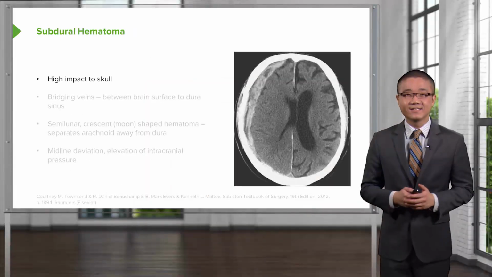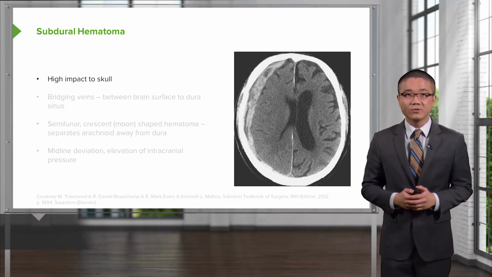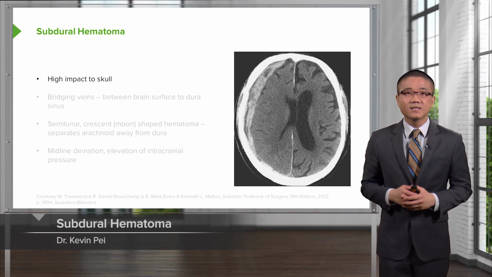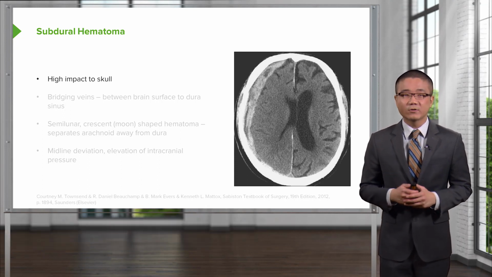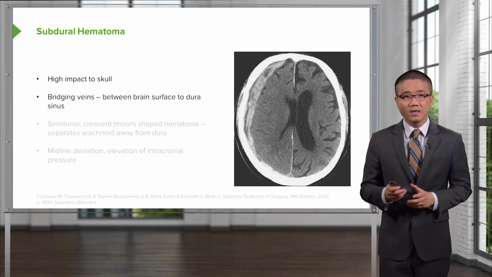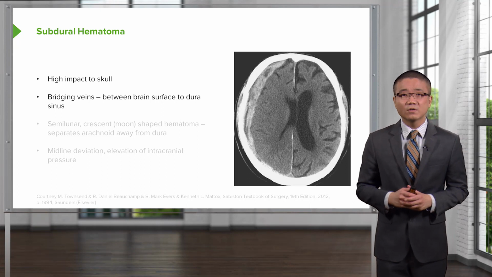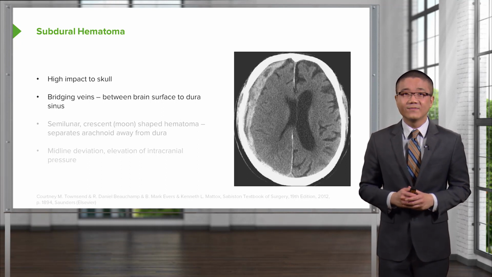I like to start the discussion of specific traumatic brain injuries with a discussion of subdural hematomas. Classically, subdural hematomas, or any intracranial bleeding, are associated with high impact to the skull. They are traditionally associated with tearing of bridging veins between the brain surface and the dural sinus.